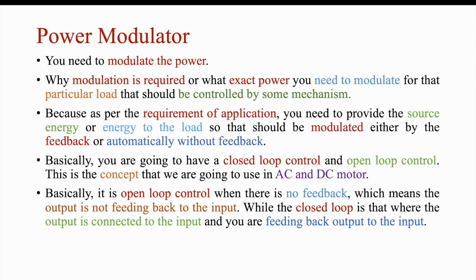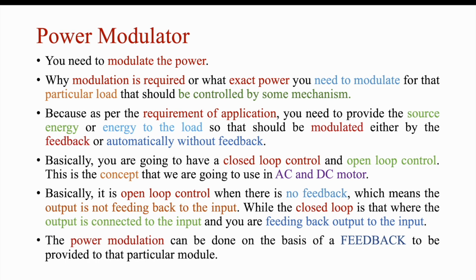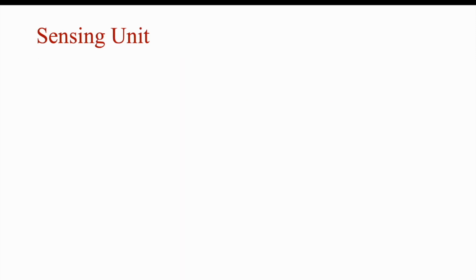So in open loop control, the output is not feeding back to the input, while in the closed loop, the output is feeding back to the input. So the power modulation can be done on the basis of the feedback signal to be provided to the particular module.